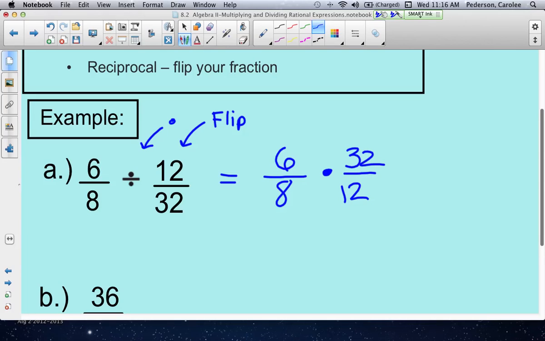Now the rest of this problem is just like we've been doing on the last slides of multiplication. We try to reduce first. So let's look at the common factors. Well, 6 and 12, they can reduce by 6. So 6 divided by 6 is 1. 12 divided by 6 is 2. Now let's go to 8 and 32. I can divide those by 8. So 8 divided by 8 is 1. 32 divided by 8 is 4. Let's multiply across. 1 times 4 is 4. 1 times 2 is 2. Reduce that fraction one more time. 4 divided by 2 is 2.